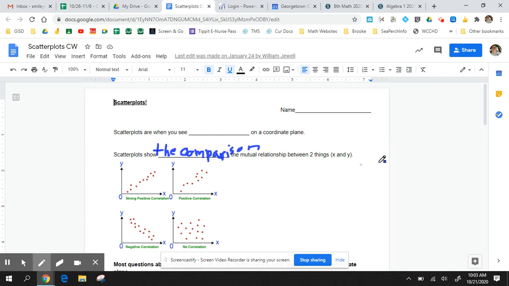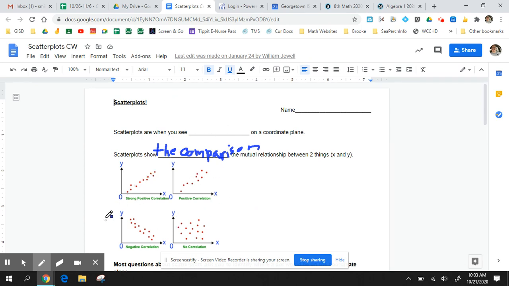So it shows the comparison, the mutual relationship between two things, maybe X and Y. So usually they're comparing two things. Sometimes it's ice cream sales compared with the temperature of the day. Do they go up? Do they go down? And that kind of thing, comparing them. So there's 4 different types.